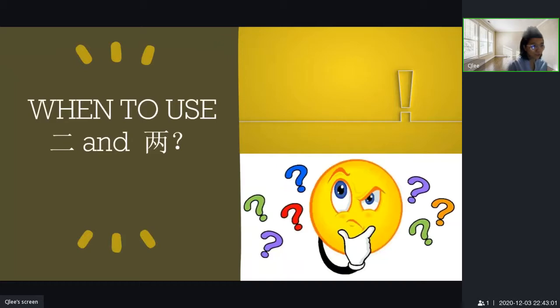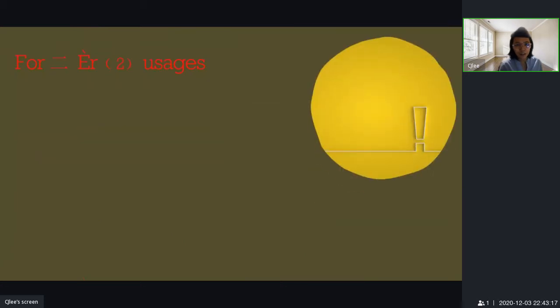So, when to use 二 and 两 (liang)? Okay, that is also my question before. Now, I'm happy to share with you the tips for you to remember it easily. So for the first one, let's go for the 二 usage.